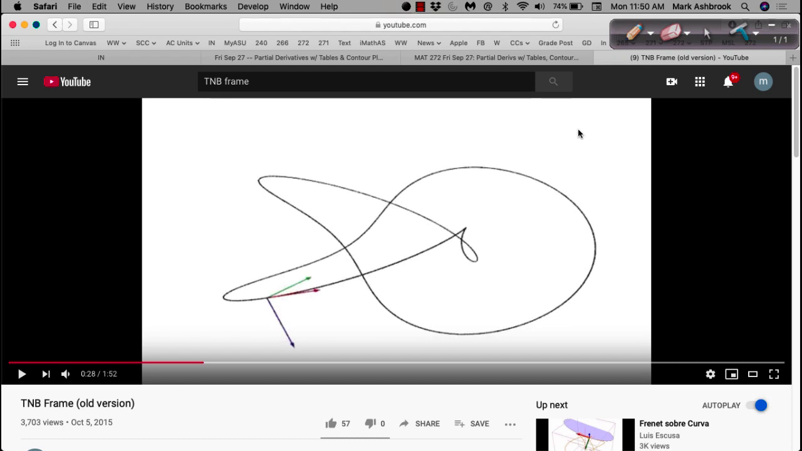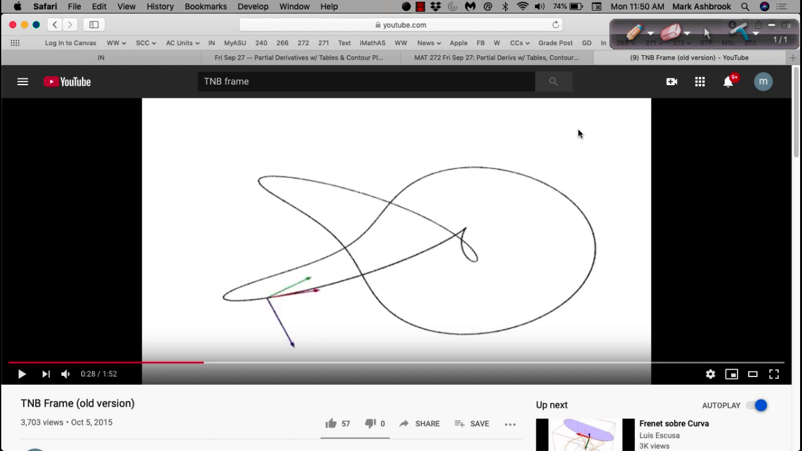Okay, so here's one of the animations I kept forgetting about. Can you see green, red, and blue vectors there? Can you distinguish those colors? People in the front are saying yes, people in the back are saying no. Maybe when it starts you'll be able to see better.